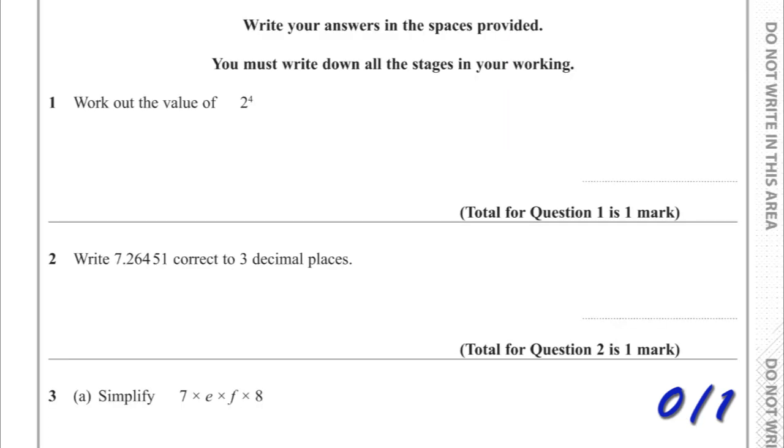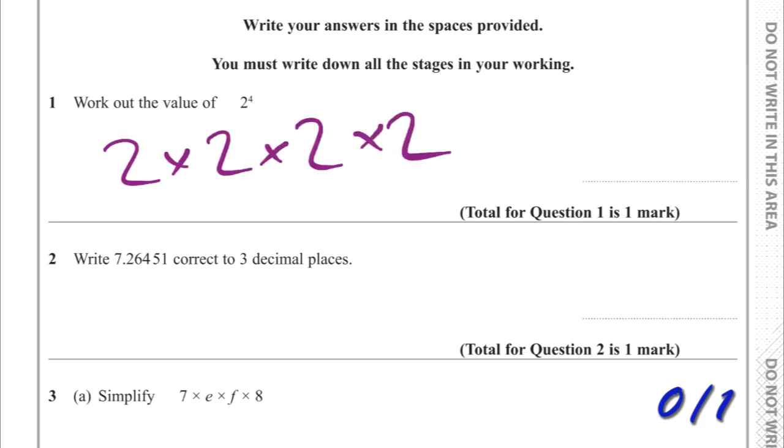Okay, let's get started with question 1. Work out the value of 2 to the power of 4. Now don't get confused, this isn't the same as 2 times 4. This is 2 to the power of 4, which means it's 2 times by itself 4 times. So working this out, 2 times 2 is 4, times 2, 8, times 2, 16.